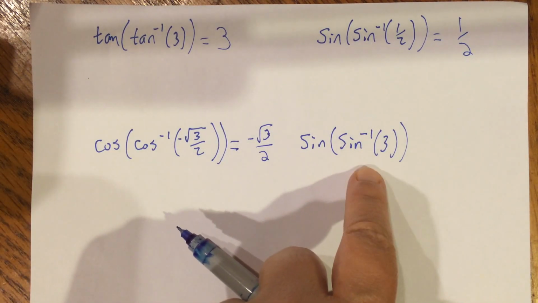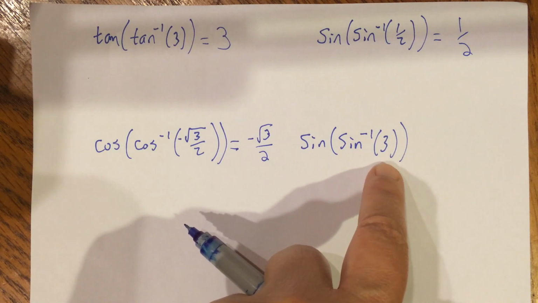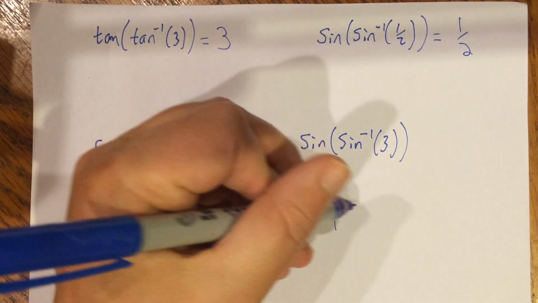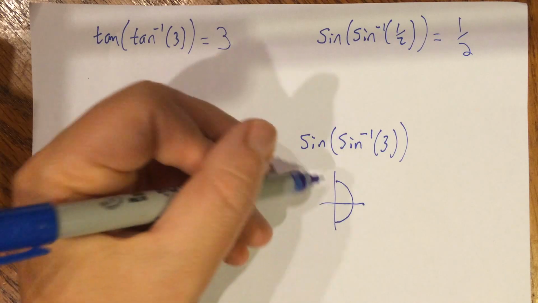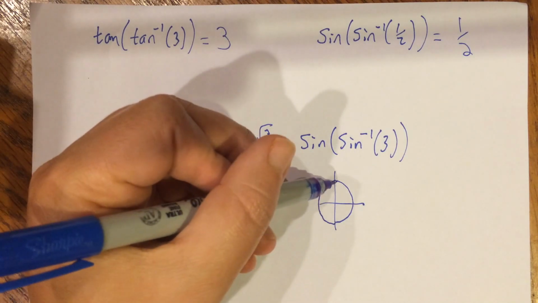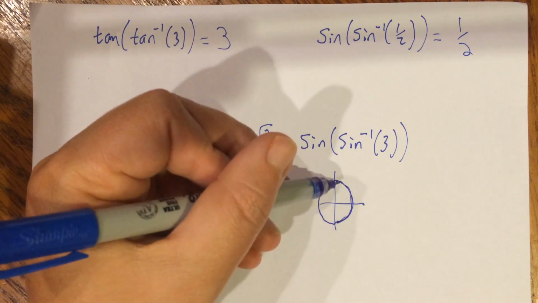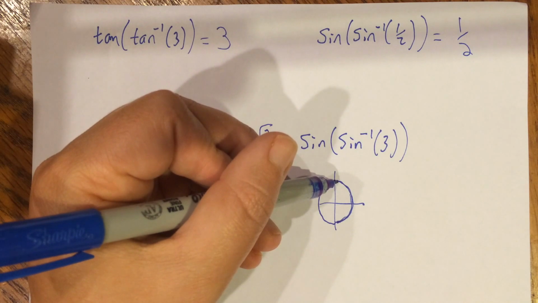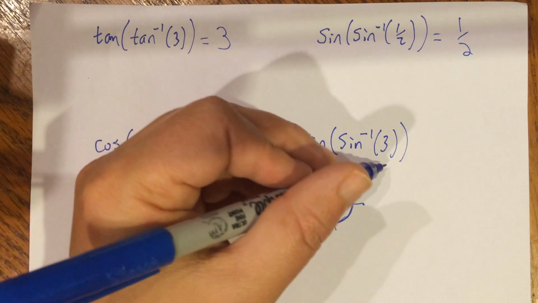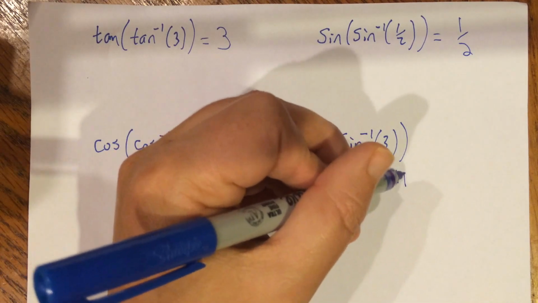Sine of sine inverse of 3. And no, 3 is not going to lie. If again I draw out, my inverse has to have the sine curve itself is this. The inverse has to have a range of this, and the lowest it can get to is -1, the highest it can get to is 1. So 3 can never actually happen. So this is going to be another one that is undefined.